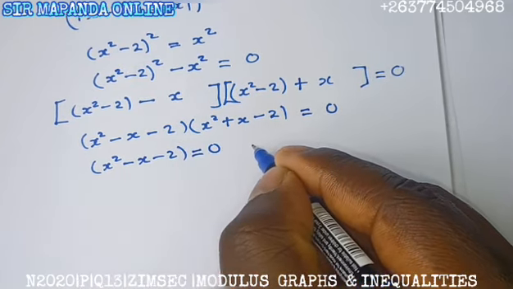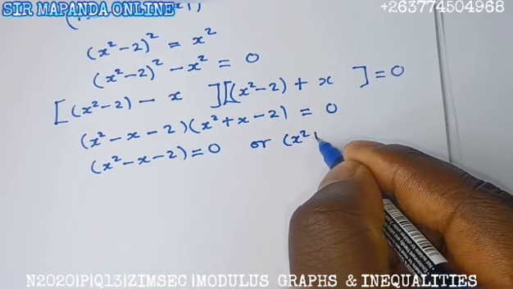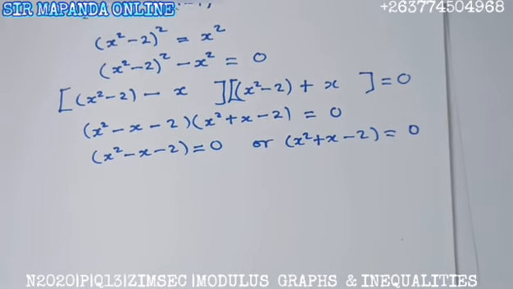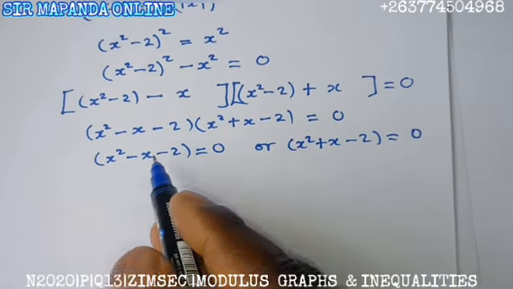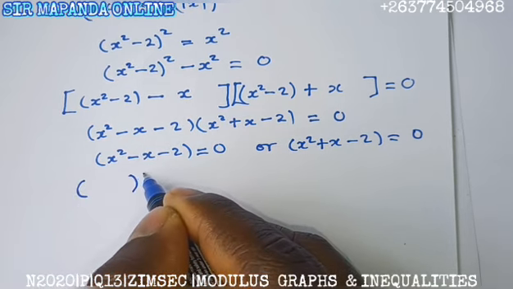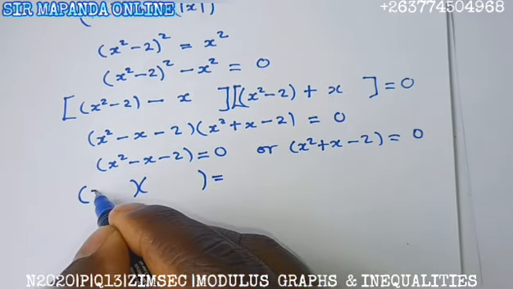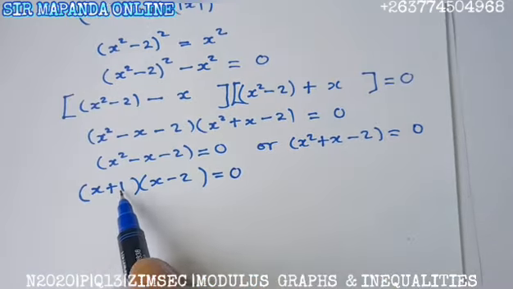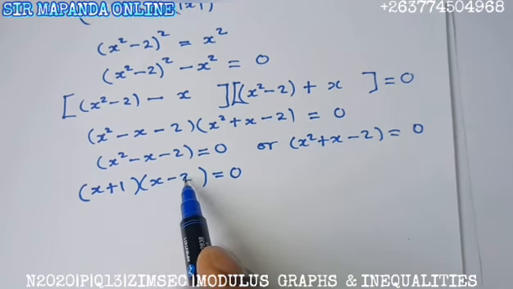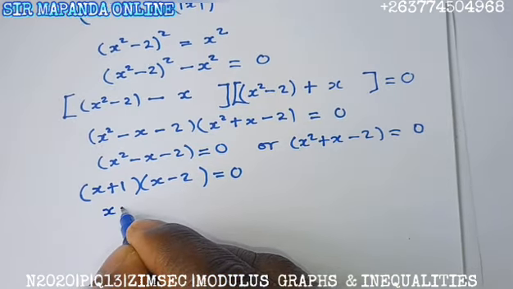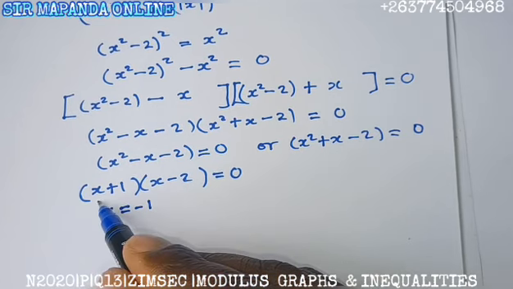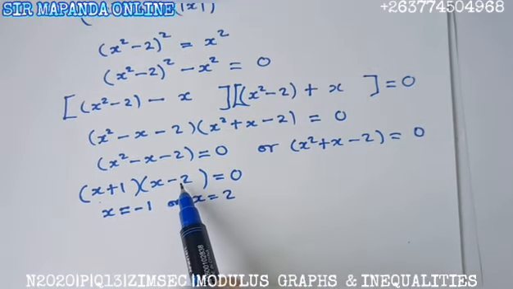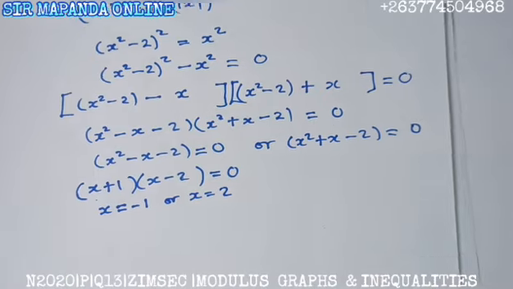Here, x squared minus x minus 2 is equals to 0, or x squared plus x minus 2 is equals to 0, something like this, right? So do we have factors on the left? Yes, we have. This can be factorized. You get x plus 1, x minus 2 is equals to 0. 1 minus 2, you get minus 1. 1 times minus 2, you get minus 2. So you get x is equals to minus 1 from this first bracket, or x is equals to 2 from the second bracket. I hope you are following.